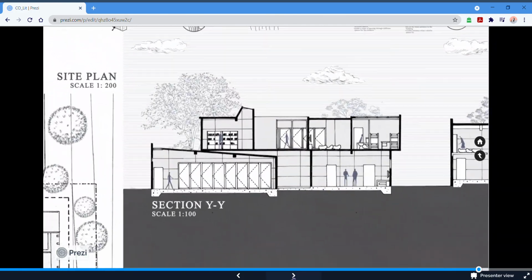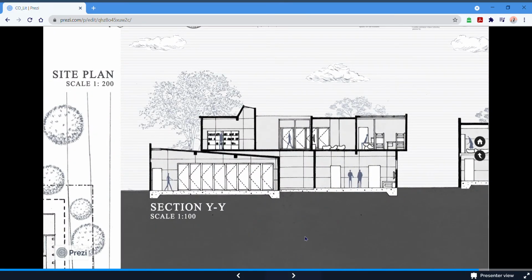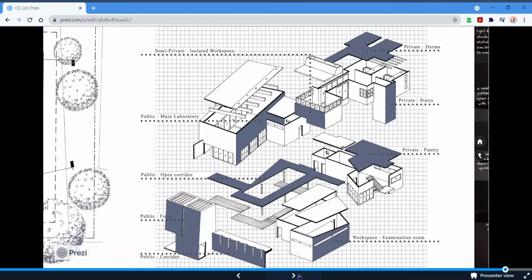And this is my second sectional drawing, which mainly consists of the isolated workspace, the corridor, the lounge, and the private dorms. Due to the clustered form and arrangement of spaces, I did this exploded perspective to show the zoning of the building more clearly, like which is the private, which is the public, or the transformative spaces, like the dorms, the workspace, the main lab, and the corridors.